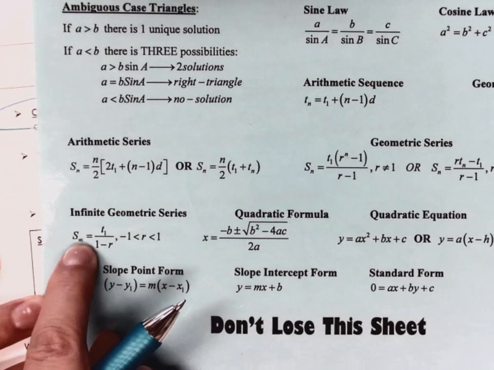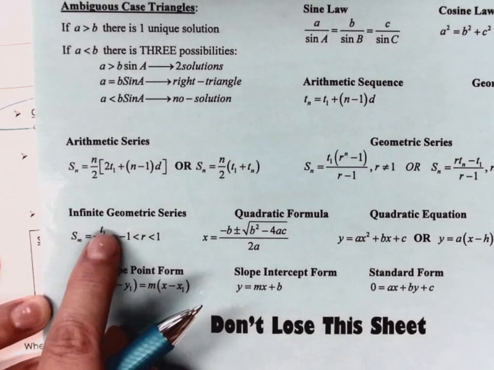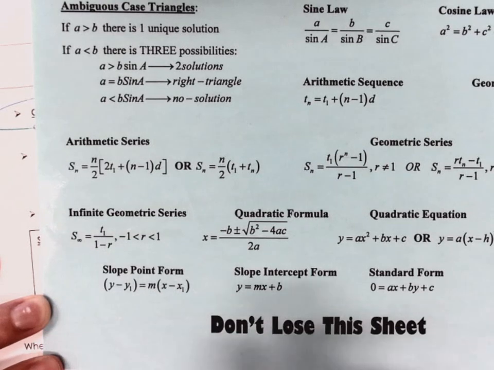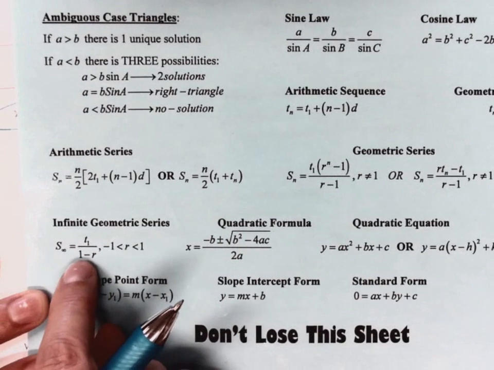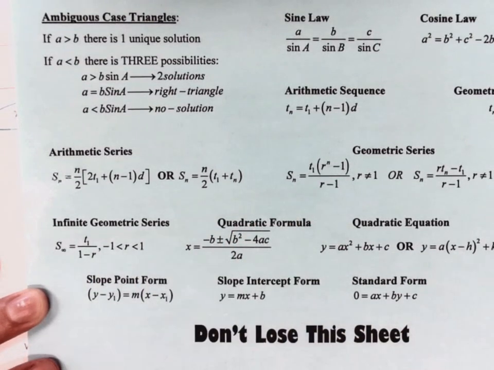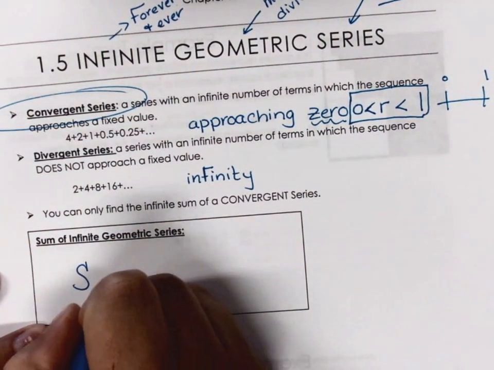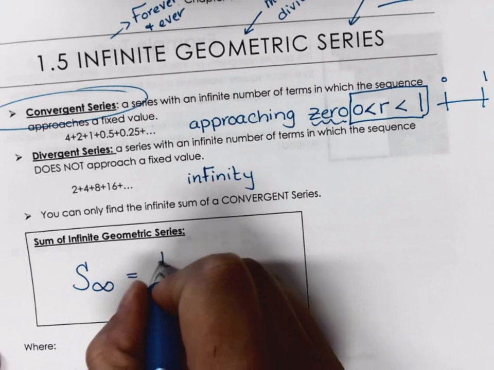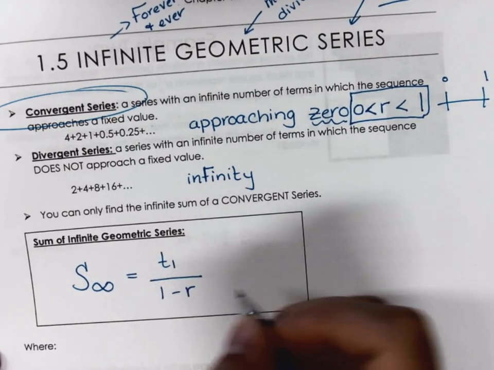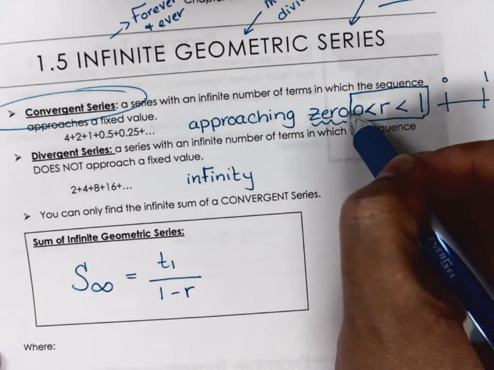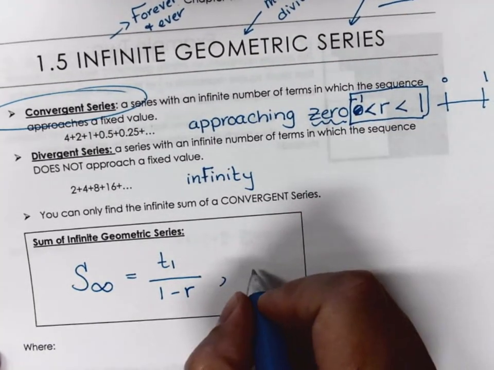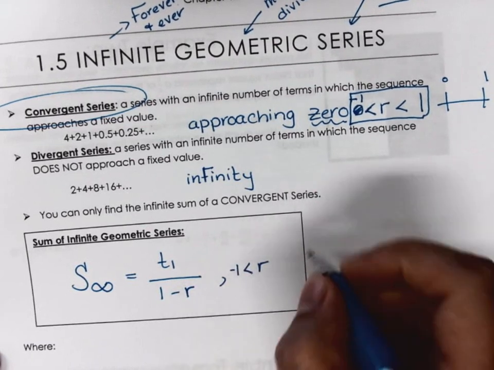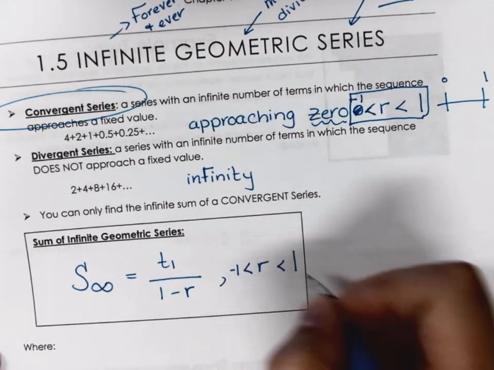So, sum of infinity. T1 divided by 1 minus R. Again, so similar. R minus 1, 1 minus R. So similar. So take the time to actually consult your formula sheet before you use that. So sum infinity, T1 over 1 minus r. The restriction on it isn't 0. I made a mistake there. That should be -1. So r has to be greater than -1, but less than +1.